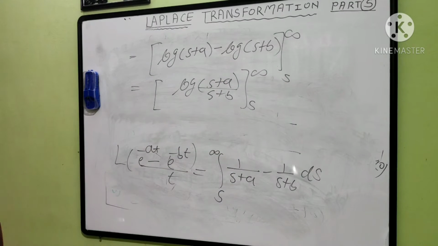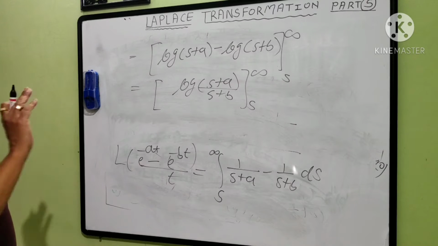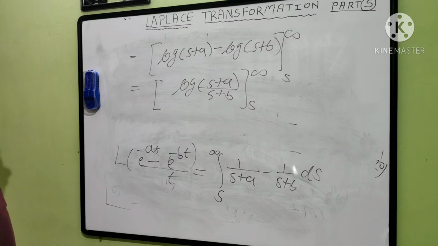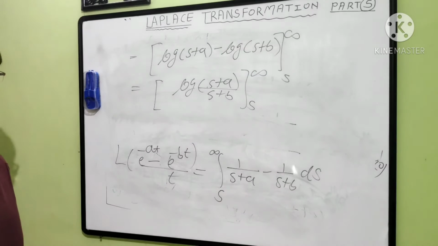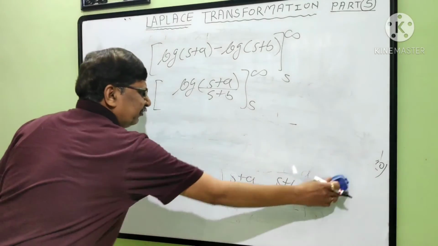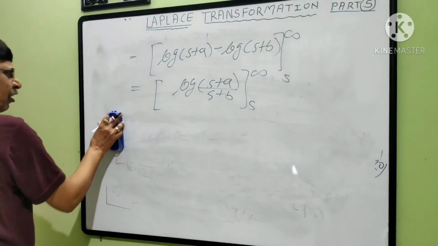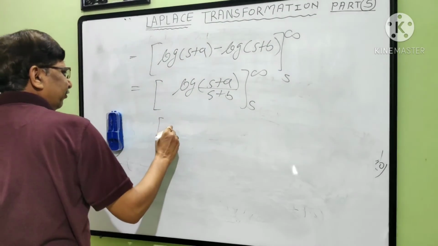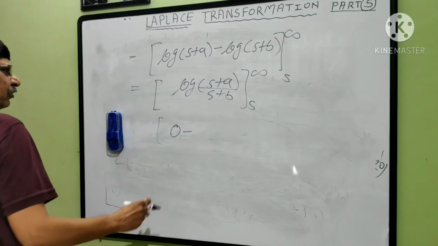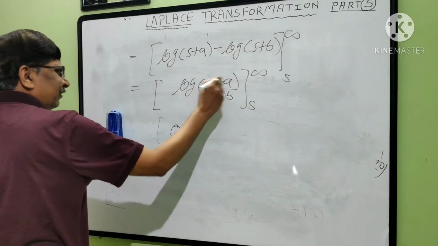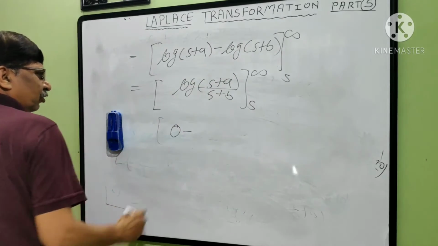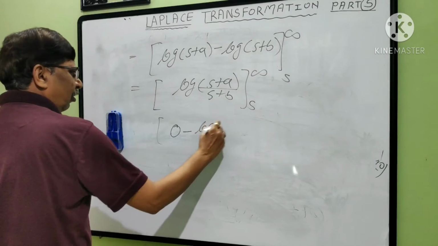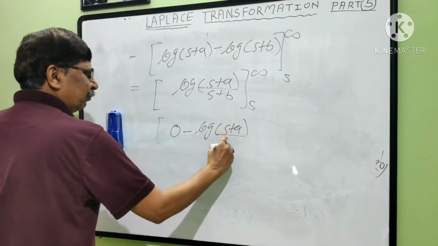Now substitute the upper limit. Upper limit is infinity, means substitute infinity in the place of s. Now if you substitute infinity in the place of s, actually it will be log 1. Log 1 means 0. See here, actually this is 1. Log 1 is 0 minus log of s plus a upon s plus b.